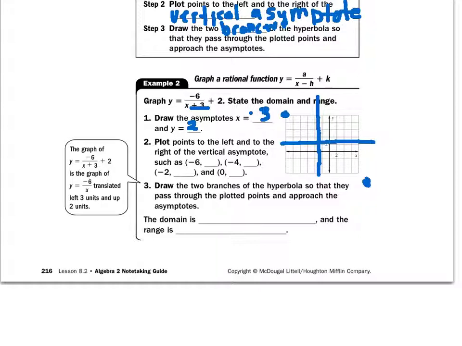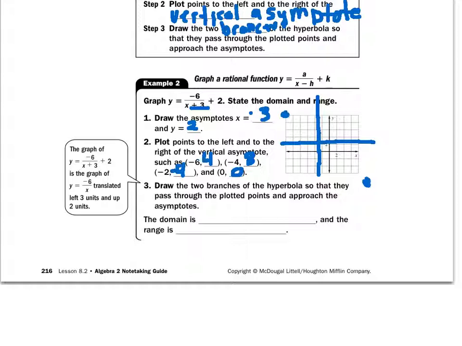And then I want to plot some points. So if I put in negative 6 for my x, I'll have negative 6 over negative 3, plus 2. So that should give me a 4. Okay, if I put a negative 4 in there, I should get an 8 out. If I put in negative 2, I should get a negative 4. If I put in 0, I should get another 0.